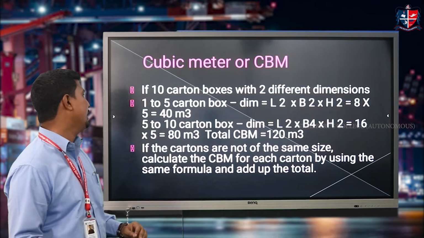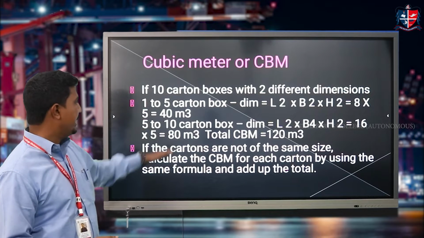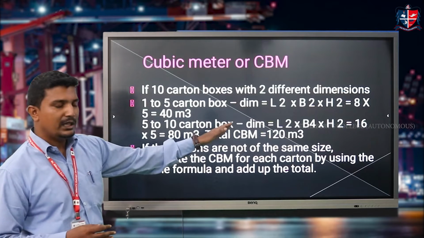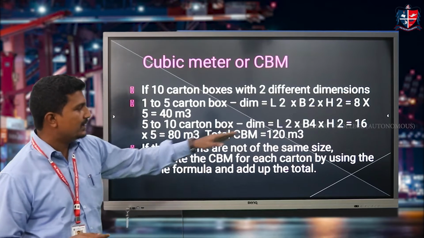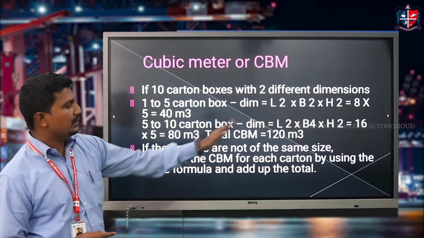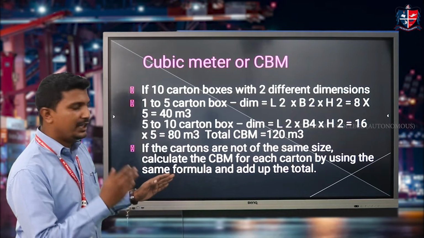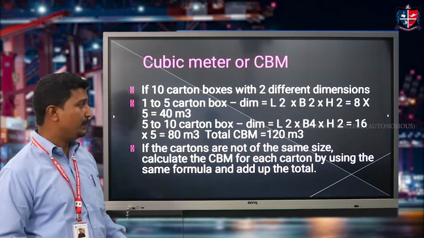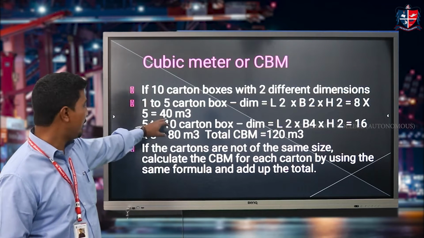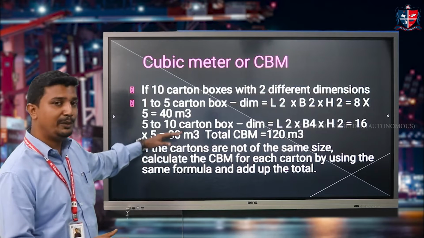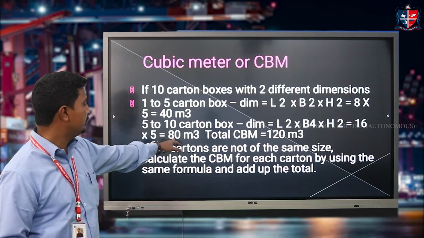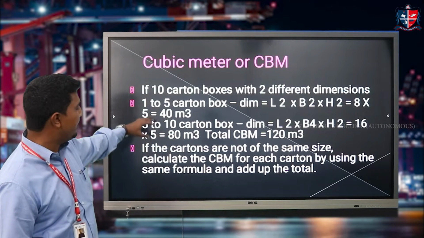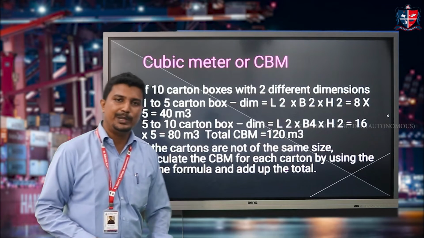It gives 40 CBM. For the next 5 carton boxes, the dimensions are 2 meters length, 4 meters breadth, and 2 meters height. So LBH is equal to 16. LBH into the number of boxes, 5: 16 into 5 gives 80 CBM. So the first 5 boxes come to 40 CBM, and the next 5 boxes add up to 80 CBM. In total, the 10 boxes come to 120 CBM.